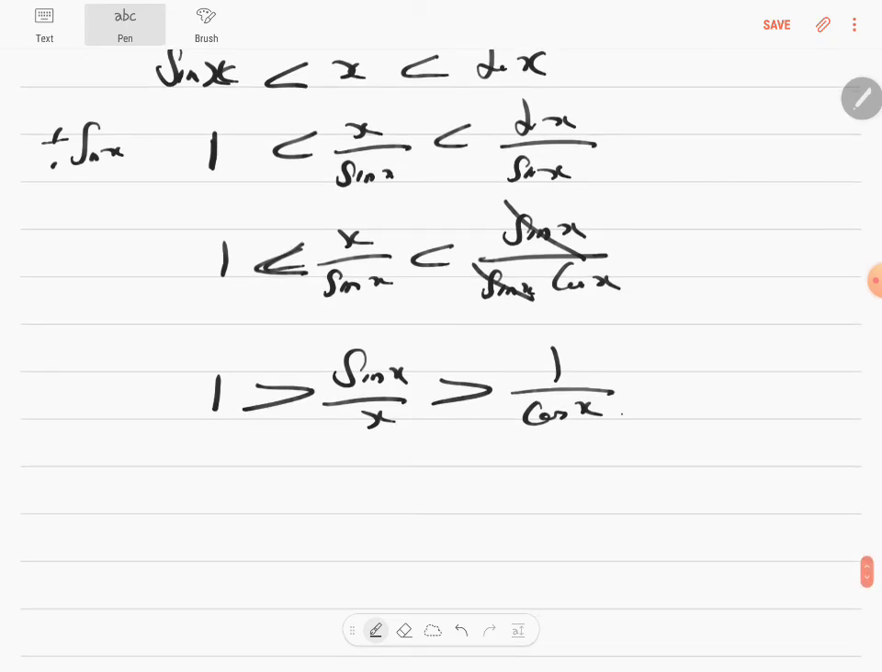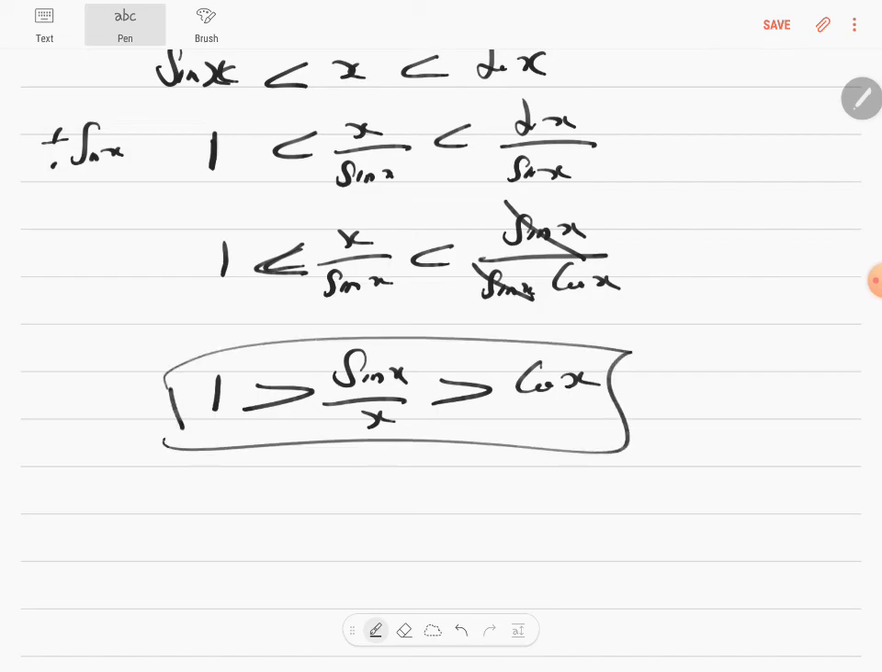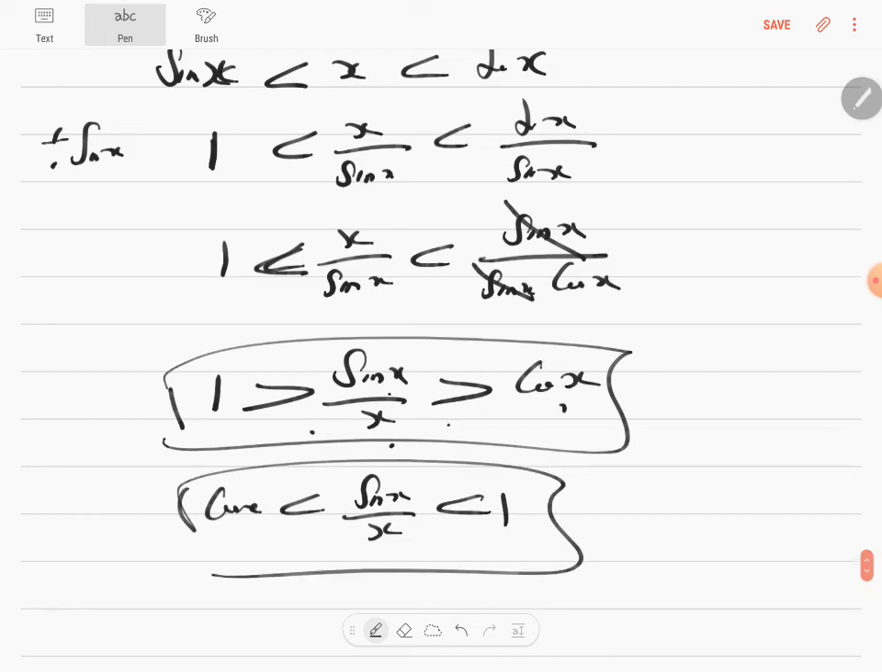Can you see? 1 is greater than sin x by x, greater than, okay, I have to reciprocal this also, no? When I am reciprocaling this, I should also reciprocal cos x. So I reciprocaled everything. So I got the statement: cos x is lesser than sin x by x is lesser than 1. So this is known as the sandwich theorem. This is the needed proof. Sandwich theorem is what you are trying to prove.